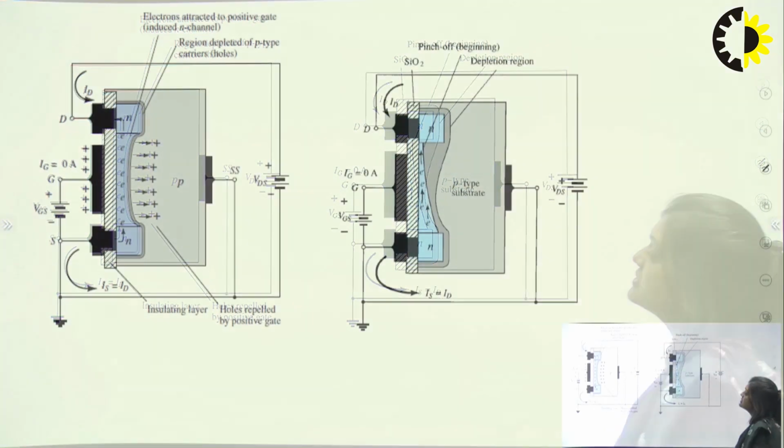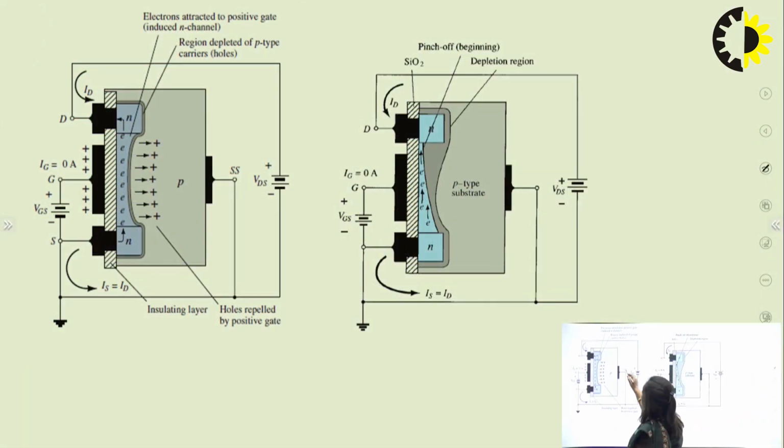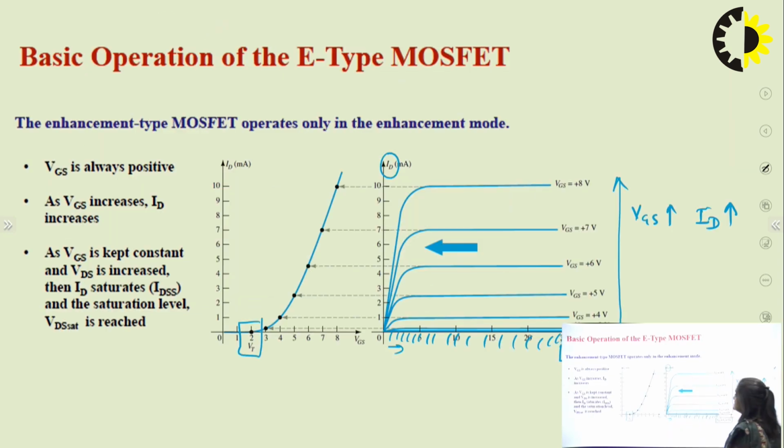So this is the diagram, and we can see gate, drain and source have been connected here, and VGS is given a positive supply so that the electrons will come towards this side for the formation of the channel, and after that the ID current will flow. So this is the drain characteristics curve and this is the transfer characteristic curve.